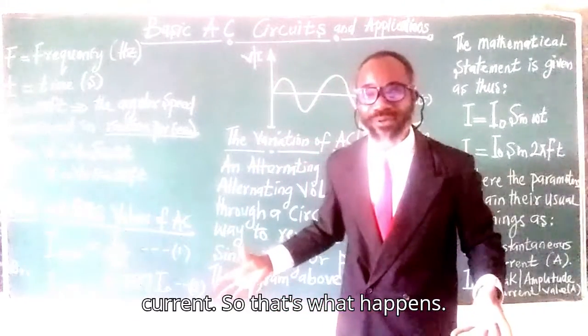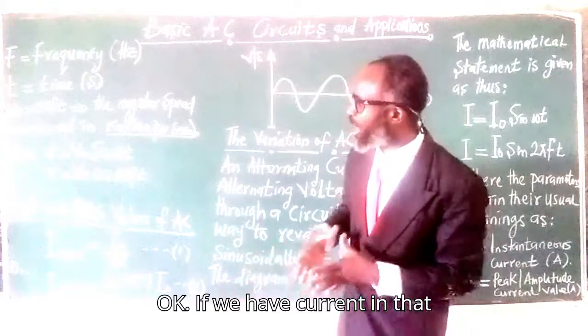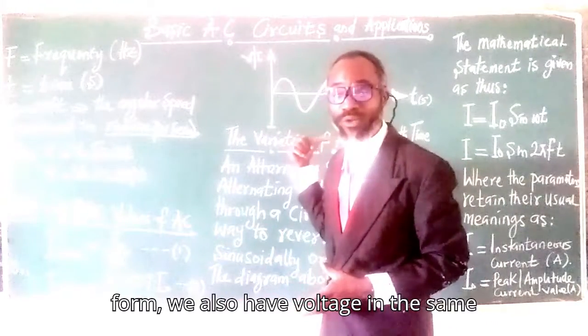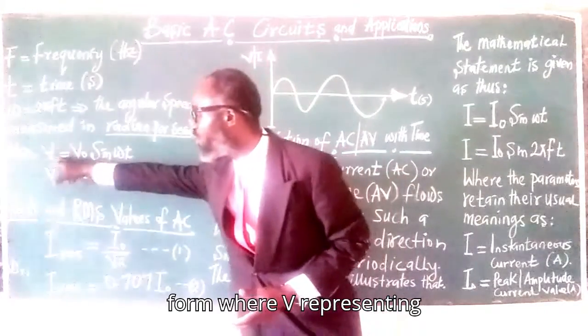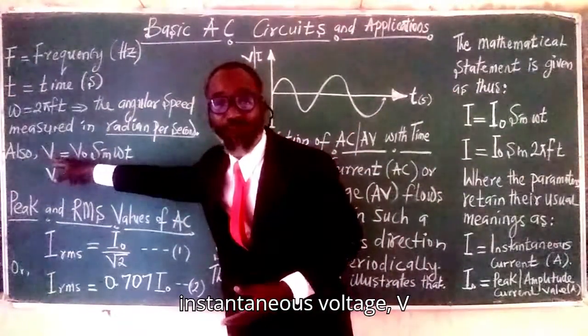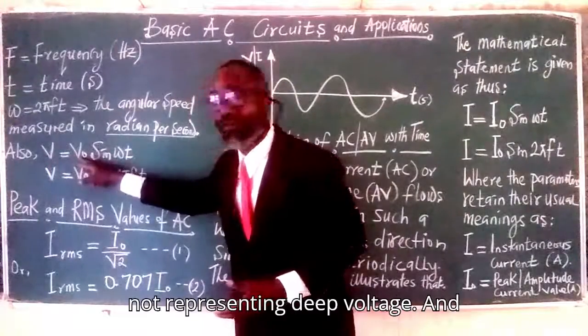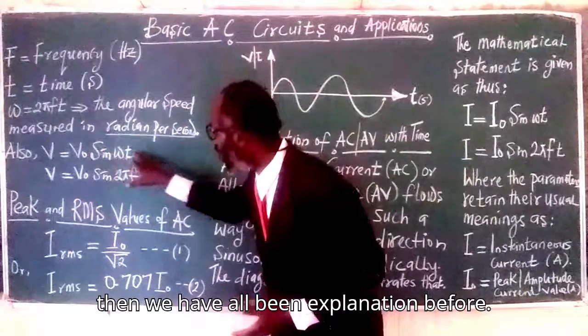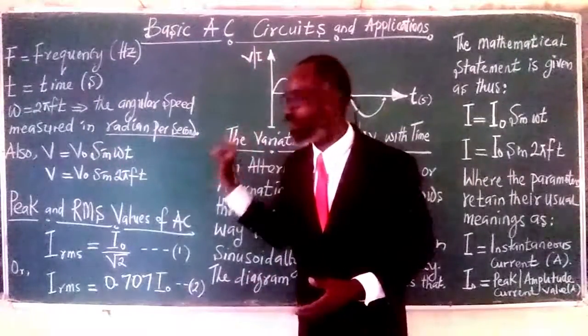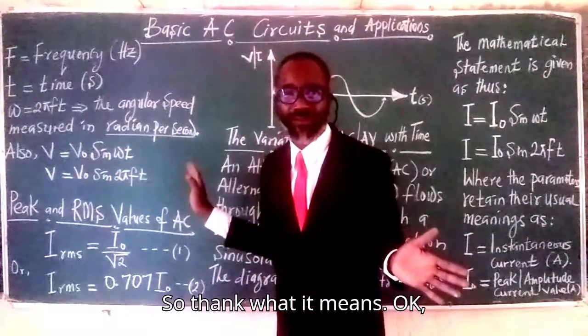So that's what happens. If we have current in that form, we also have voltage in the same form, where V represents the instantaneous voltage, V0 represents the peak value voltage, and then we have all these explanations before. So that's what it means.